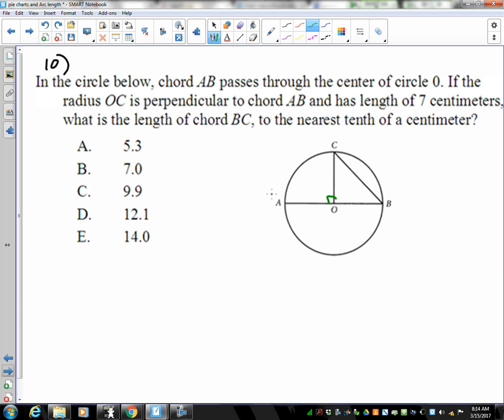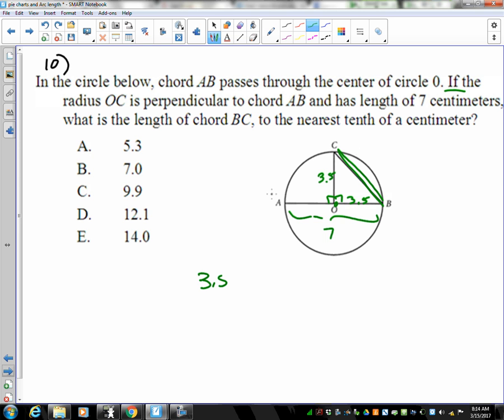Now let me read this part again, starting here. If the radius OC is perpendicular to chord AB, now notice it says chord AB, but AB would really be the diameter, and has a length of 7, okay? So this is a length of 7. So that should tell me that the radius here would be 3.5. Now, my other radius is also 3.5. And now since this is perpendicular, I have a right triangle, and I can find the length of chord BC right there just by using the Pythagorean theorem.